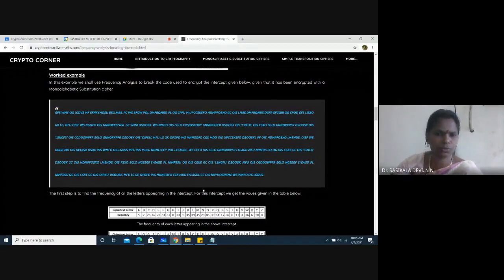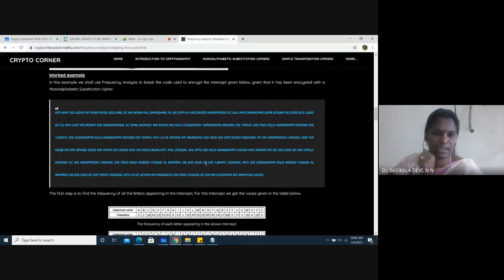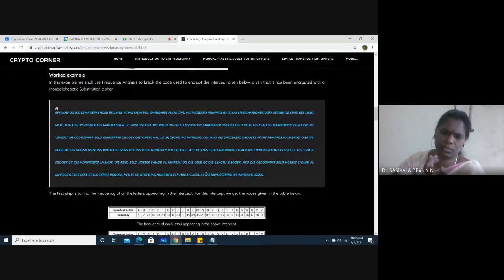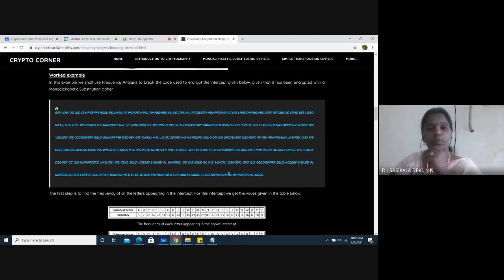So what is the procedure? Count how many times G appears here, divided by the total number of characters in this paragraph. You have to do it for all 26 characters. This frequency analysis attack is not practical with hand calculation, but it is very easy to solve with a normal computing program. The occurrence of each and every alphabet character in this cipher text is to be calculated.